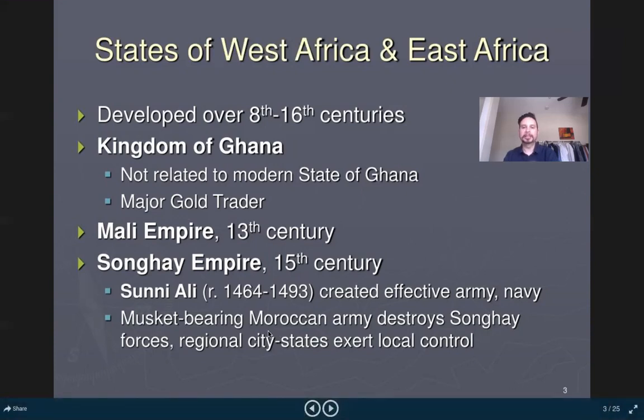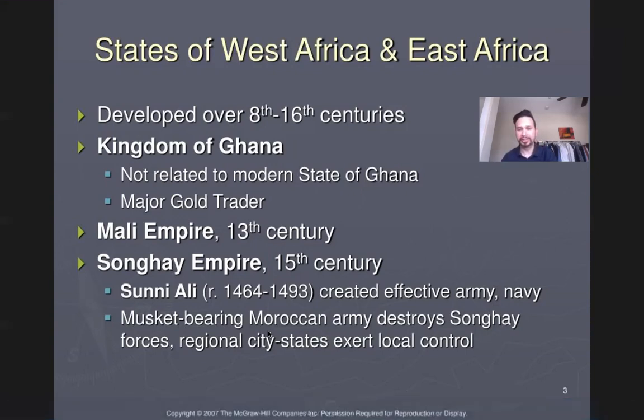So Sunni Ali strengthened his military. He created an effective army and navy, and they had musket-bearing Moroccan armies that eventually destroyed the Songhai forces, and then regional city-states began to exert local control.